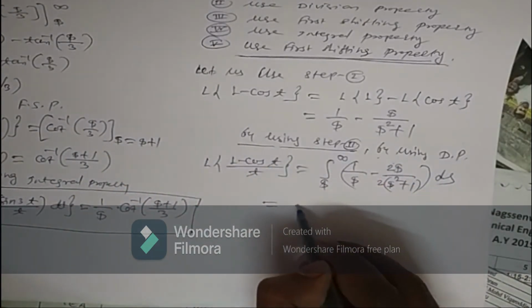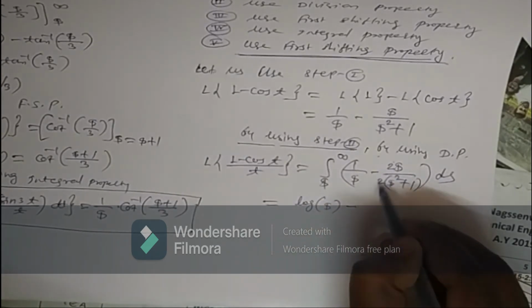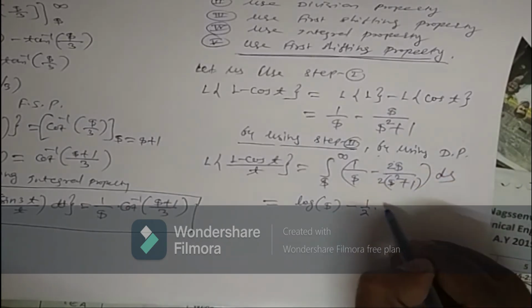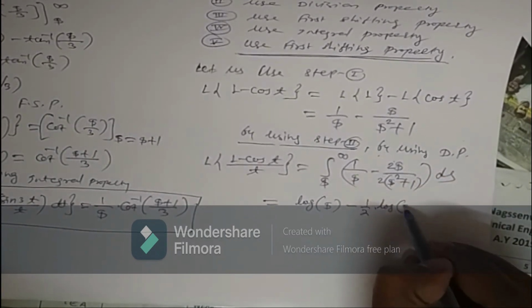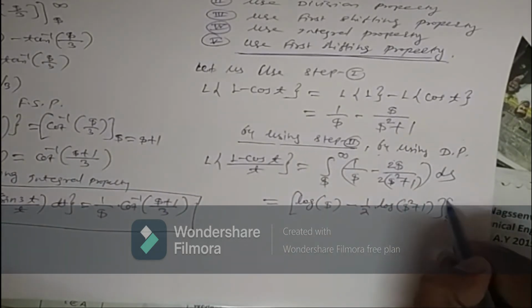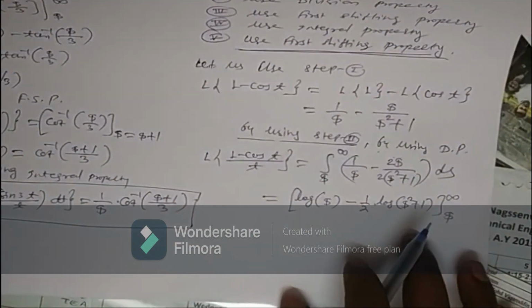So what is integration of 1 by s? Log of s minus this 1 by 2 will be as it is, and the derivative of s square is 2s, so therefore log of this term s square plus 1. Okay, please concentrate here on how I have solved this.